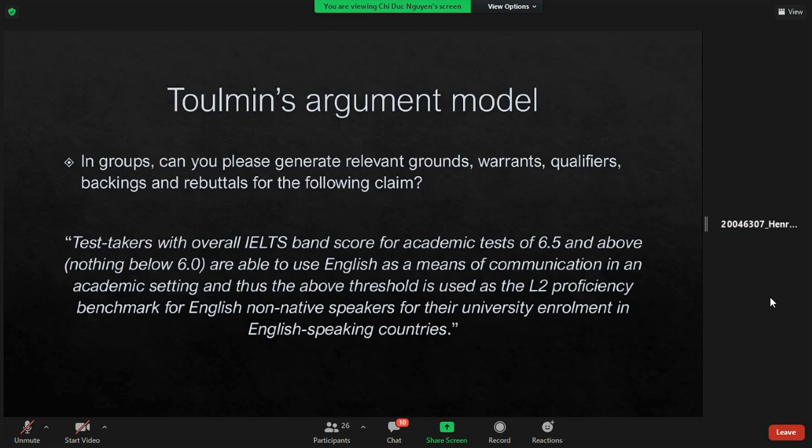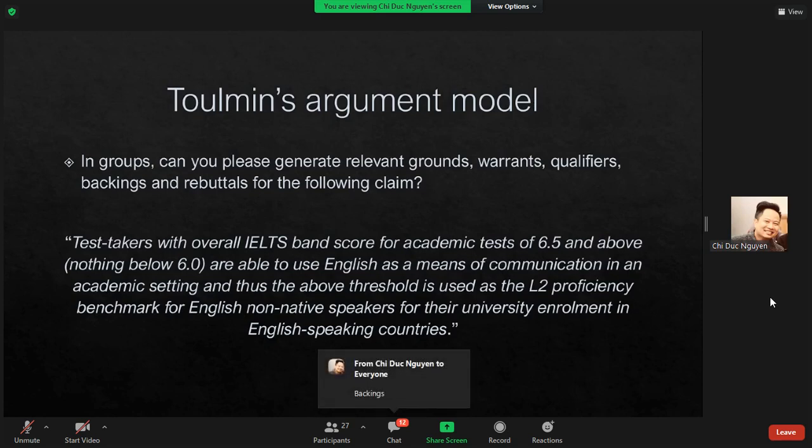I want to say something. I don't know if I'm right or wrong, but from my own point of view, I think that the IELTS test score of 6.5 and above is representative of the second language competence of test takers required to study in English speaking countries. Very good. And is that some kind of backing? It is some kind of backing.